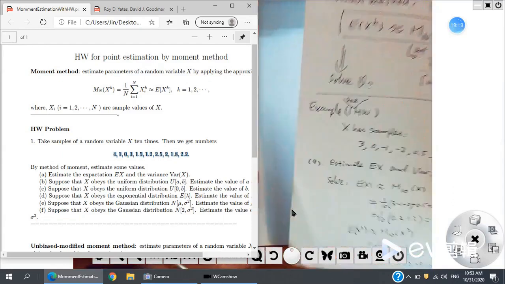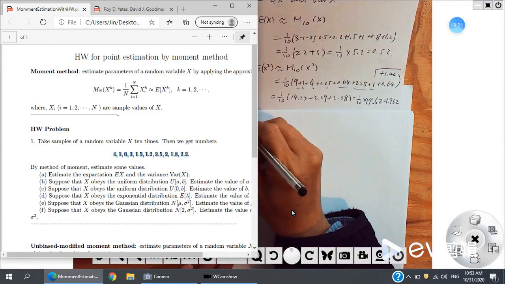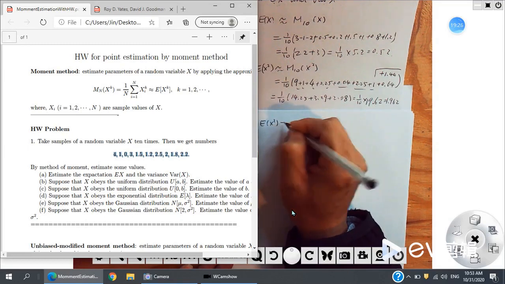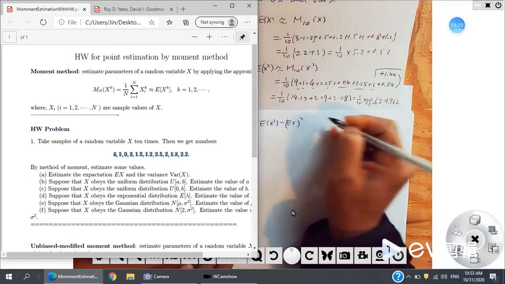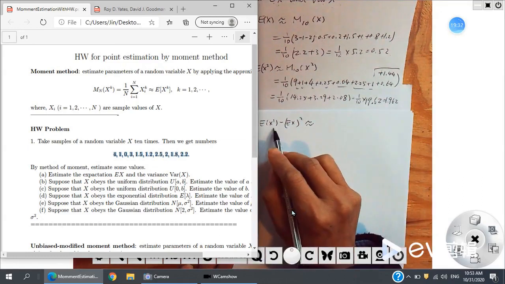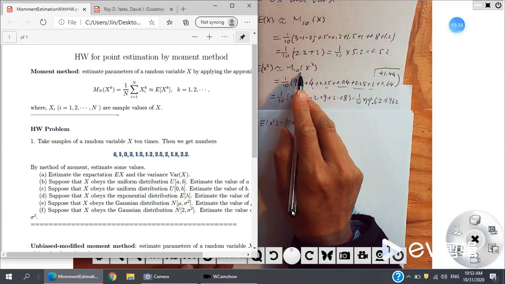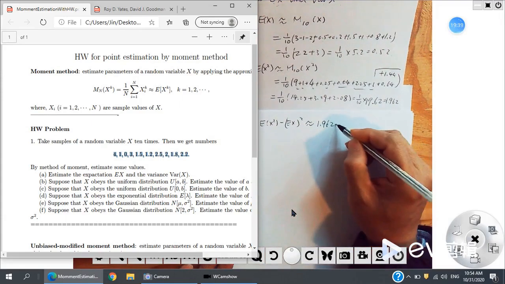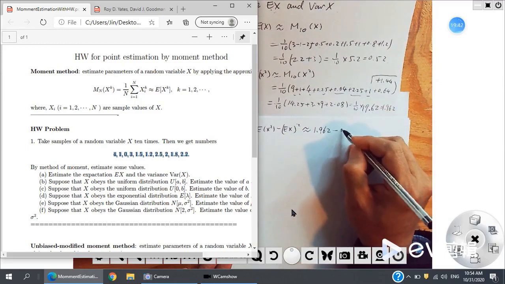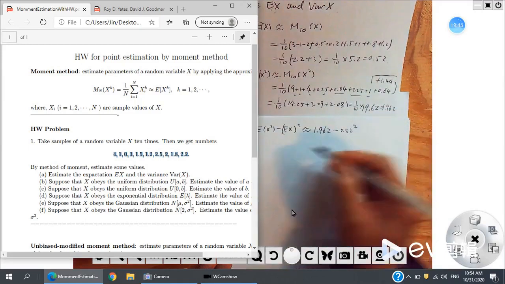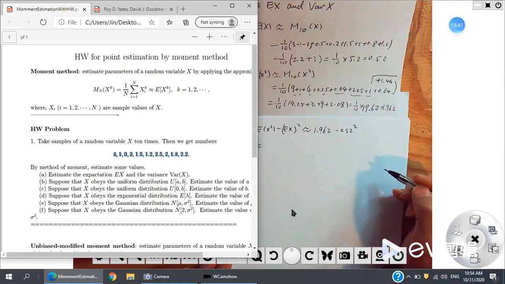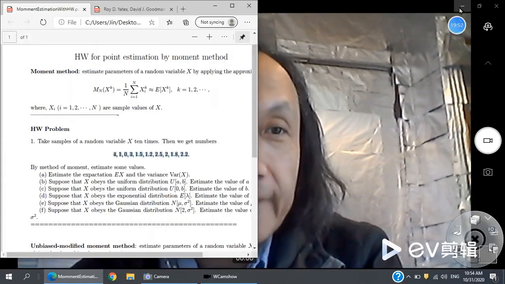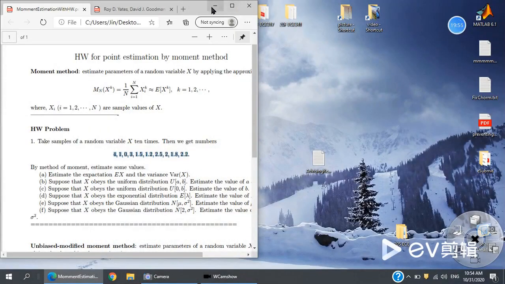We have EX squared. Then variance. What is variance? Variance of X will be E of X squared minus EX squared. Now close to EX squared, I use this as an estimate, right? It's 1.962. And minus EX. EX is 0.52 with square. I need the square of 5.2. Square of 5.2, I need to calculate.